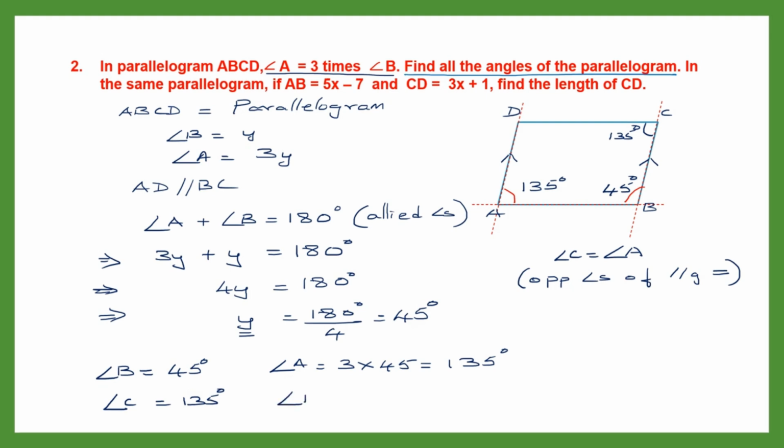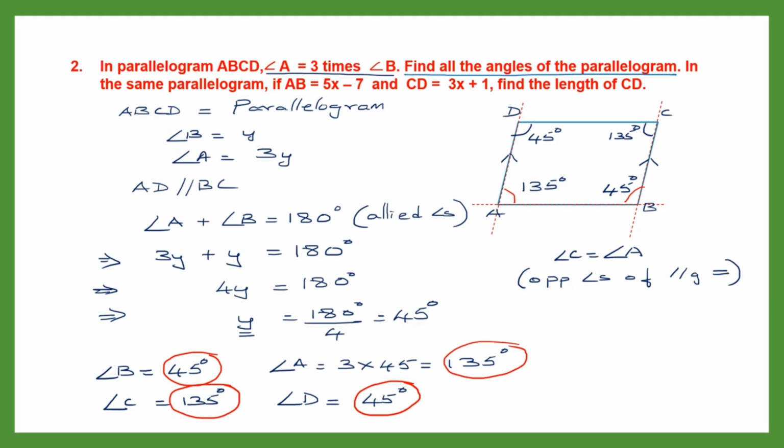Now we can find angle D also, because here again we can use the property that opposite angles of a parallelogram are equal, and D is opposite B. So this is also 45 degrees. Let's write that angle D is 45 degrees. So now we have all four angles. Angle A is 135 degrees, B is 45, C is 135, and D is 45 degrees. So we have found the answer to the first part of the question.